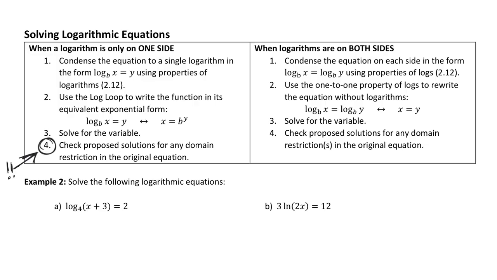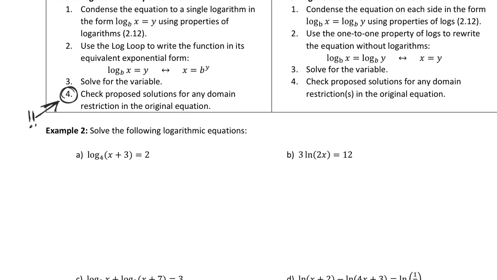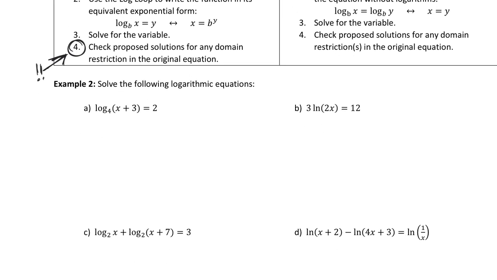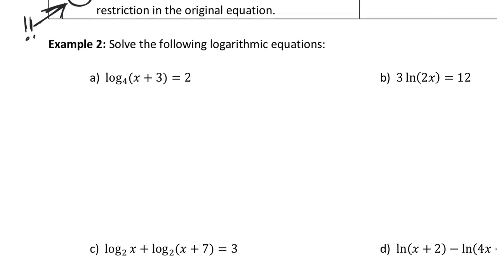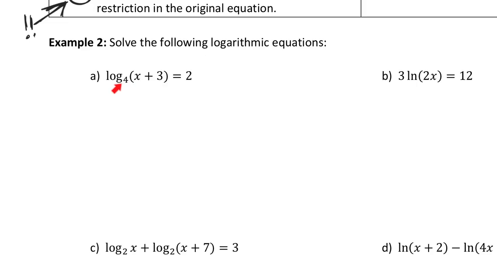Sound good? Look at number 1. How many logarithms do you see there? 1. It's all on one side. That means we're using this first method. When we condense to a single logarithm, we're already there. We're going to use the log loop. What is the base of this logarithm? 4. What should be the new power if we're doing the log loop?